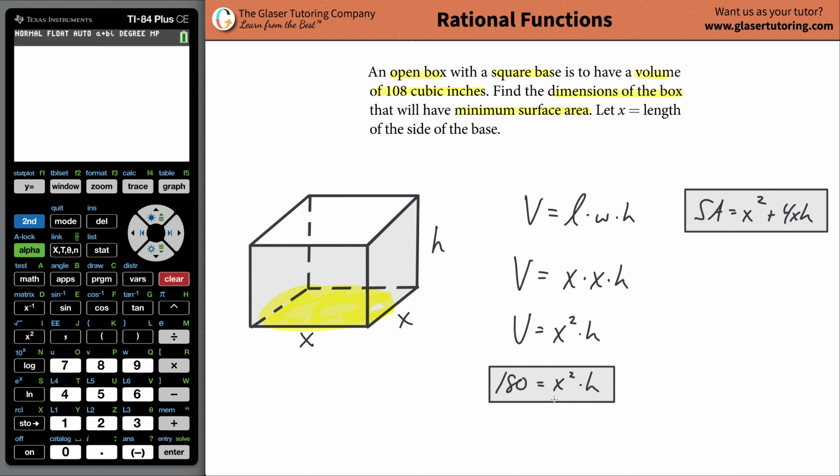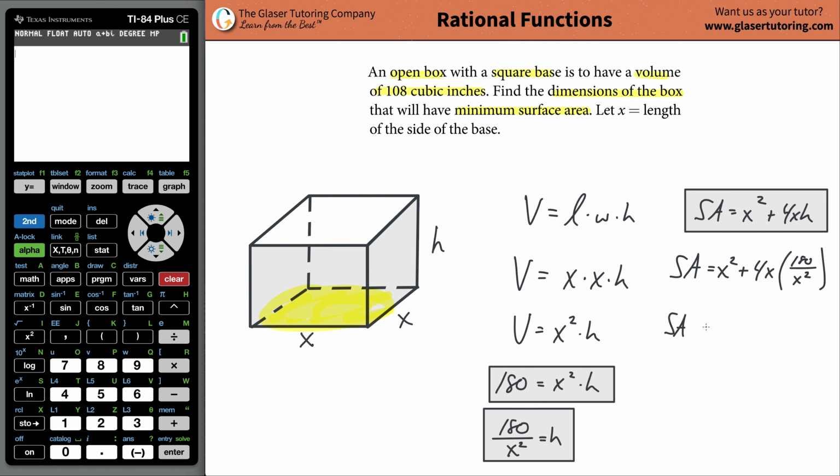If I were to do that, in order to solve this equation for h, I'd have to divide out x squared from both sides. So in other words, it would be 180 over x squared is equal to h. Now what that allows me to do is take this result and plug it in for h in my other equation. The reason being is because h is h, I don't care what equation we are in. So now I can say surface area is going to be equal to x squared plus 4 times x times this h thing, which is going to be 180 over x squared.